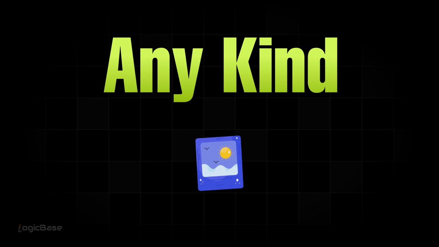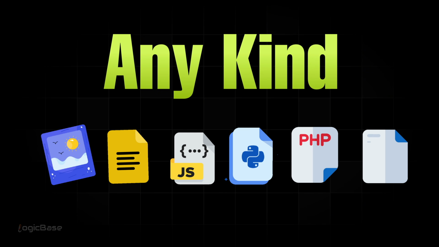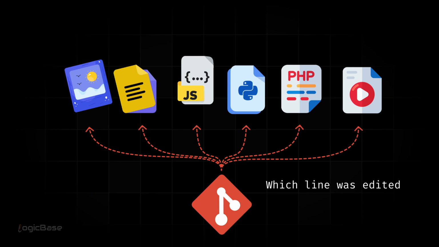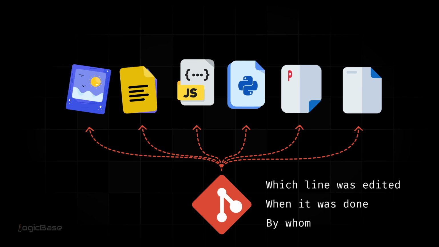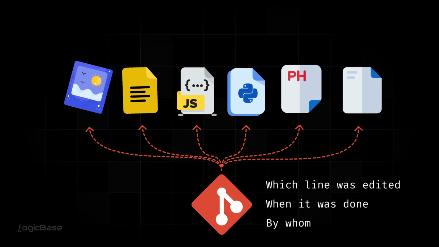Now, what kind of files are we talking about? Almost any kind, not just code. It could be an image, a text file, JavaScript, PHP, Python, or even a video. No matter what you are working on, Git tracks every single change. Which line was edited, when it was done, and by whom. Pretty amazing, isn't it? But here's the best part. The magic of Git doesn't stop there.